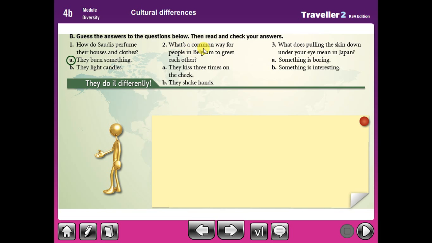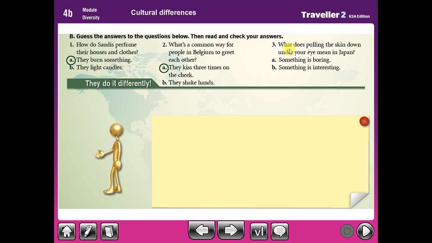What's a common way for people in Belgium to greet each other? They kiss 3 times on the cheek, or they shake hands? They kiss 3 times on the cheek.